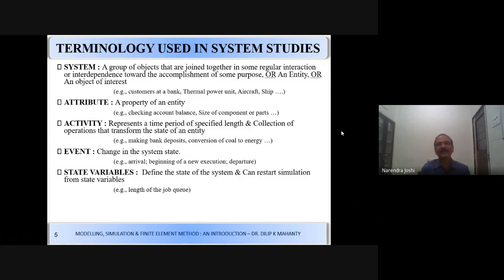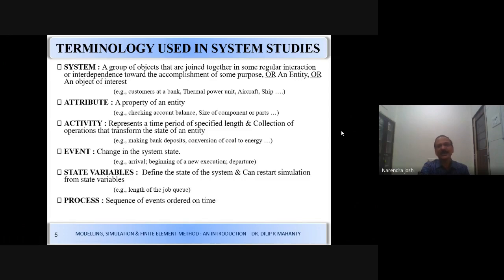State variables. They define the state of the system and you can restart the simulation from state. These are basically parameters. And here one should remember which are important parameters, which are primary or which is secondary parameters. The secondary, in the sense, is dependent on the primary parameter. The secondary ones come into the picture when the primary parameters are taken into account and they initiate the interactions. Length of the job queue is an example of this.